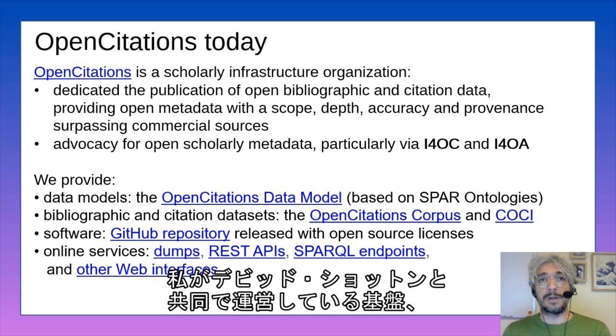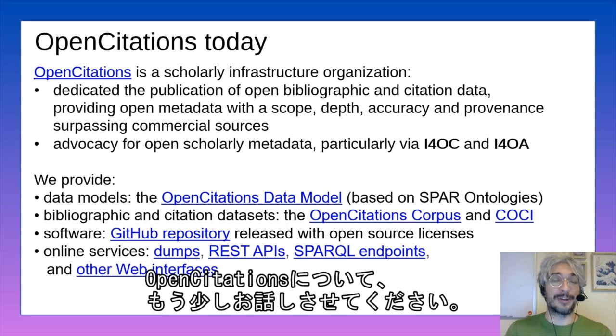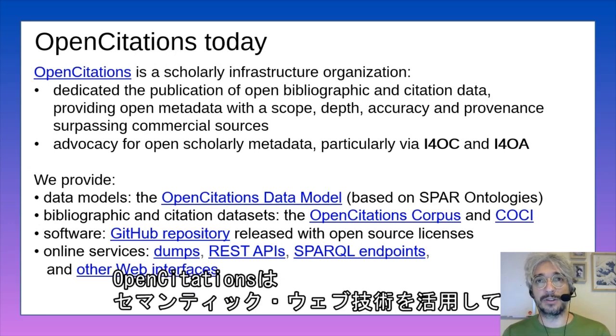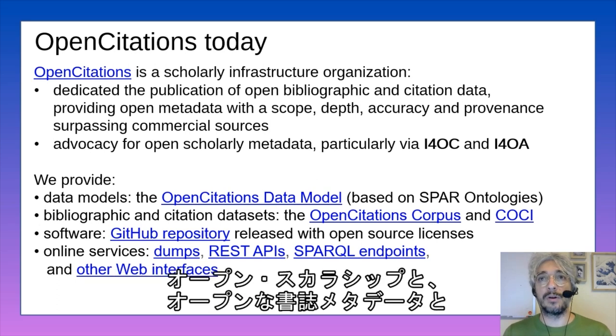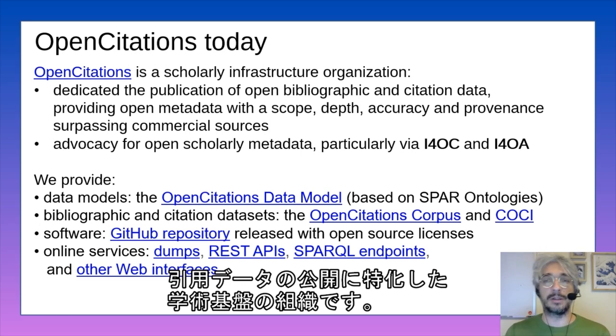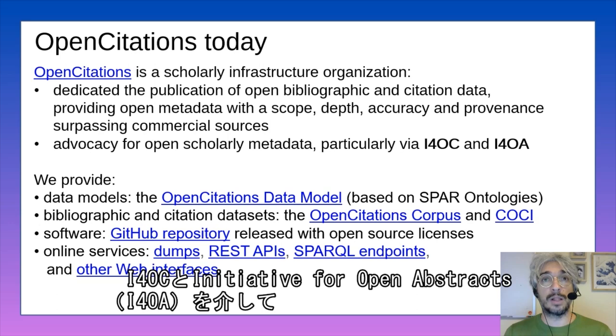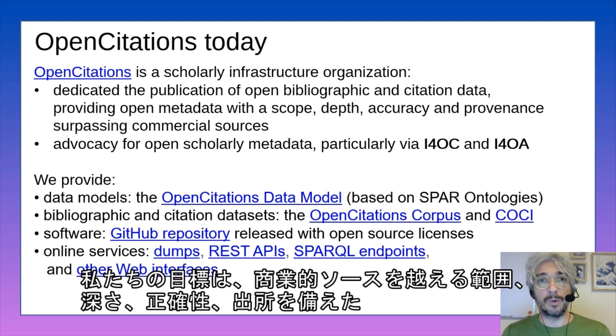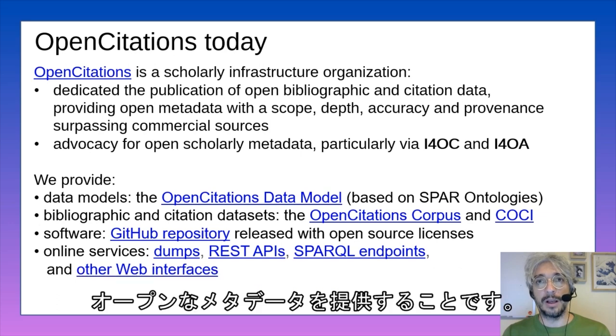And now let me spend a few words talking about the infrastructure I am directing with David Shotton, that is OpenCitations. OpenCitations is a scholarly infrastructure organization dedicated to open scholarship and the publication of open bibliographic metadata and citation data by the use of semantic web technologies. We undertake as well advocacy for open scholarly metadata, particularly via the Initiative for Open Citations and the Initiative for Open Abstracts, I4OA. Our goal is to provide open metadata with the scope, depth, accuracy and provenance surpassing commercial sources.